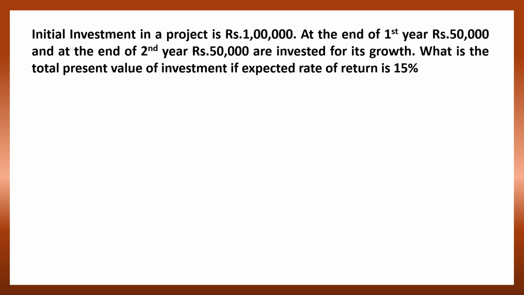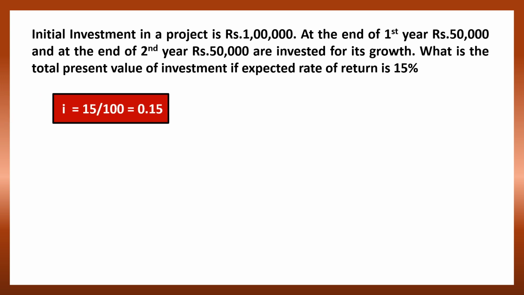And next, let us check out a different type of question. Initial investment in a project is 1 lakh. At the end of first year, 50,000, and at the end of second year, another 50,000 are invested for its growth. What is the total present value of investment if the expected rate of return is 15%? So, what all things are given here? I is 15%. That is 0.15.